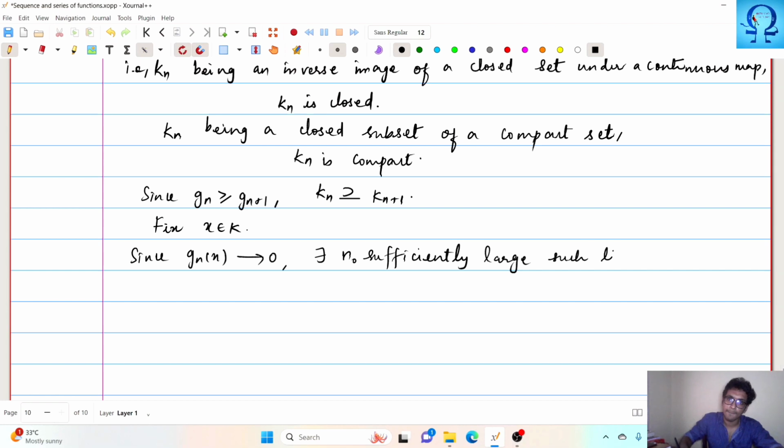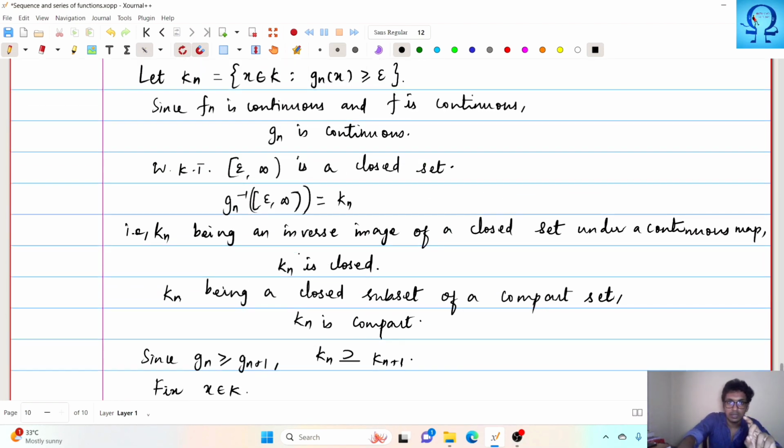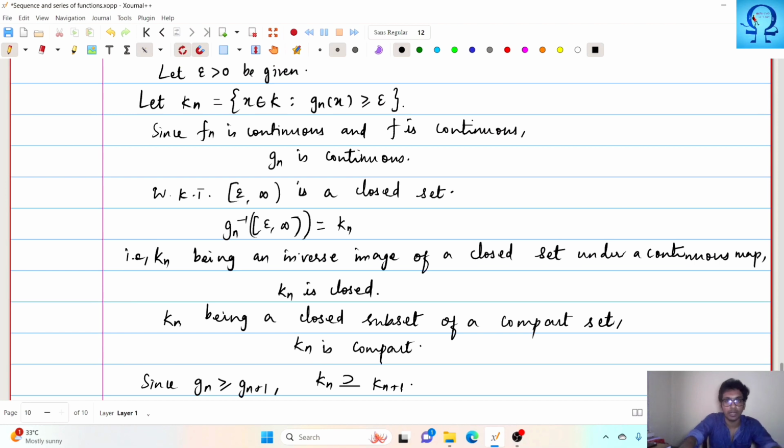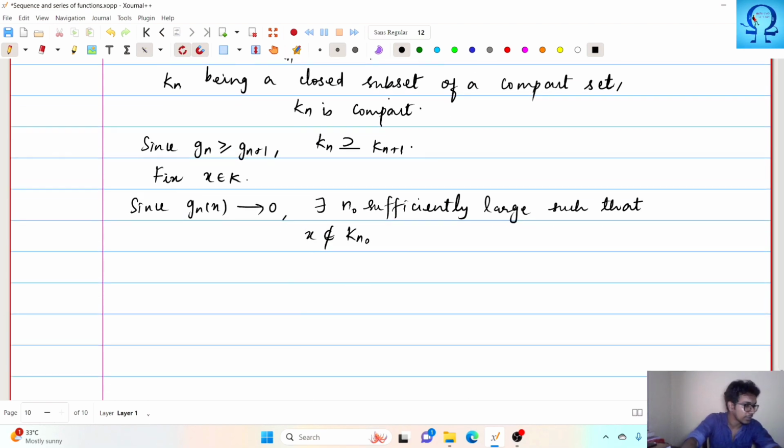such that x doesn't belong to Kn naught. Because Gn of x converges to 0, that means when your n is becoming larger and larger, this set, this Kn will not have any point in it. Because we are choosing all such x in K such that Gn of x is greater than or equals epsilon only. Since Gn is converging to 0, after a certain stage, this set has to be empty.